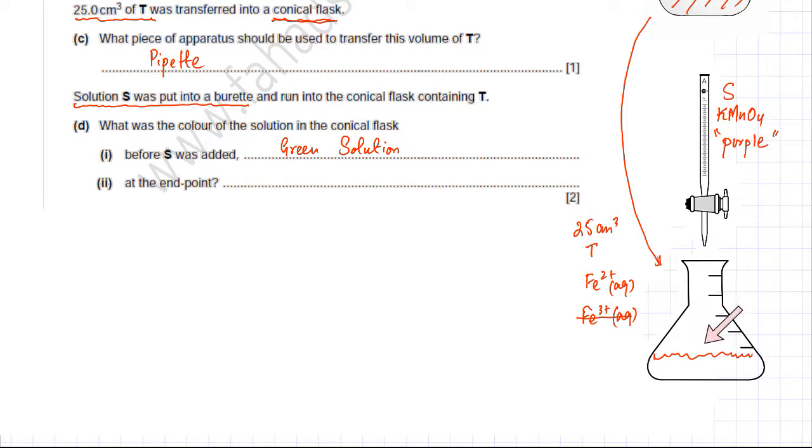If you keep on adding KMnO4 once all the Fe2+ has reacted, the KMnO4 would remain purple, and the solution in the flask would start to change color because of the purple KMnO4 being added. So what was the color of the solution in the conical flask at the end point? It would start to go purple, because there is nothing left to react, and the purple KMnO4 would start turning the flask purple as well. So the final end point of this titration would be a purple colored solution in the conical flask.